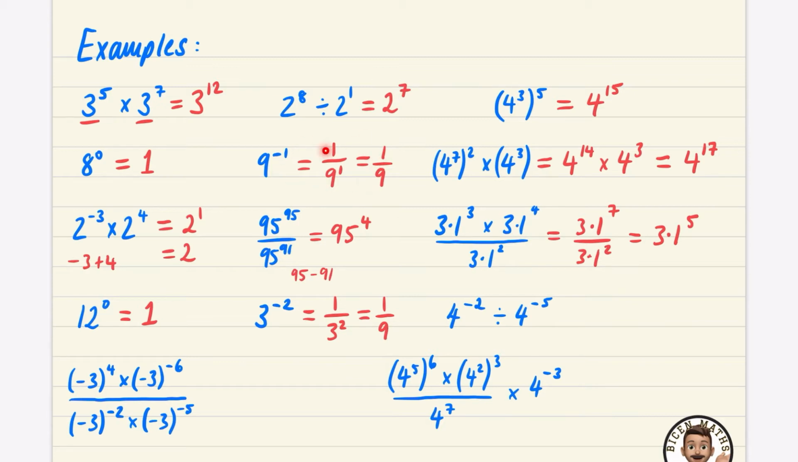So in this question, this question, this question, and this question, we have evaluated the answer. We've actually worked out the answer. In the rest of them, we've left them with their powers, so we've just simplified them.